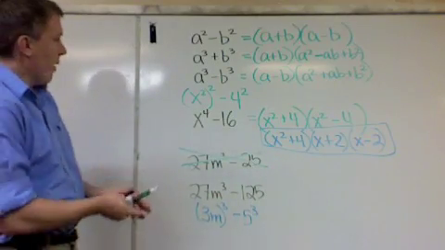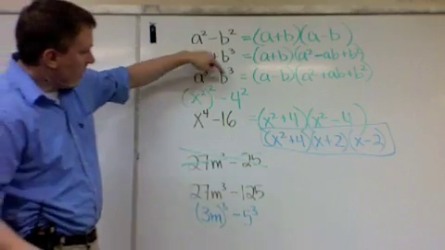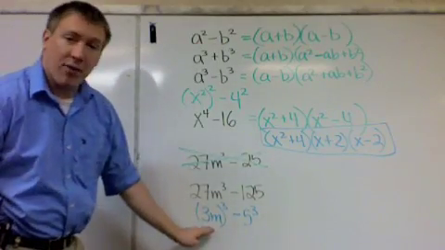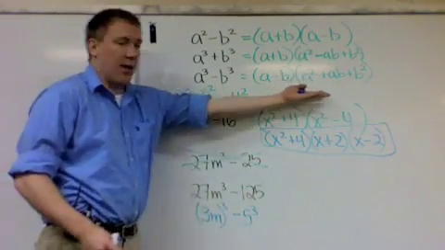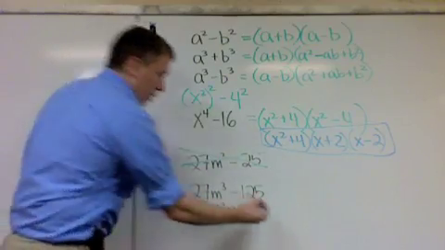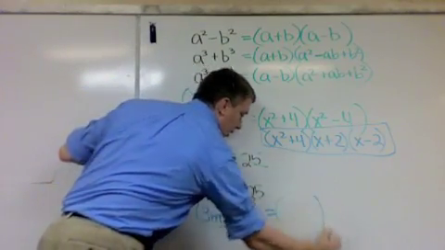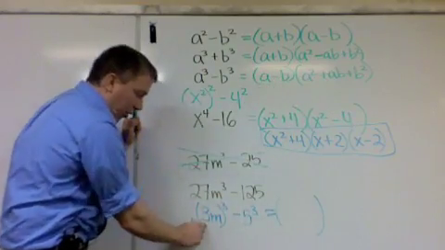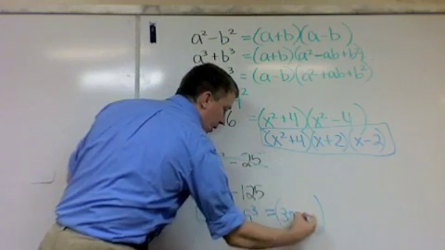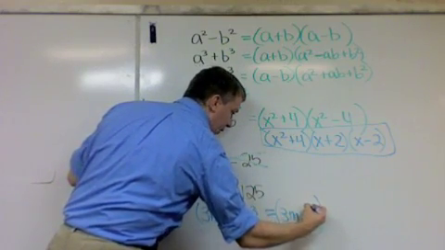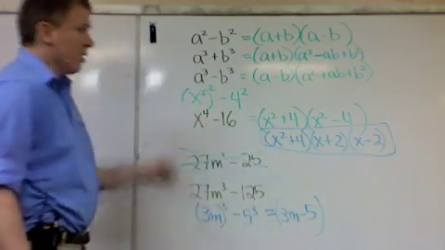Okay, so this is like my a cubed minus b cubed, but instead of a, I have 3m, and instead of b, I have 5. So I'm going to follow the pattern that's here. This equals, the first thing it says is a minus b. So 3m is my a, b is 5. 3m minus 5. So that's my first part.